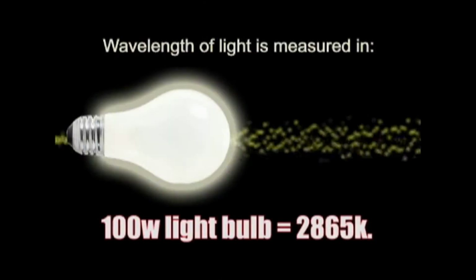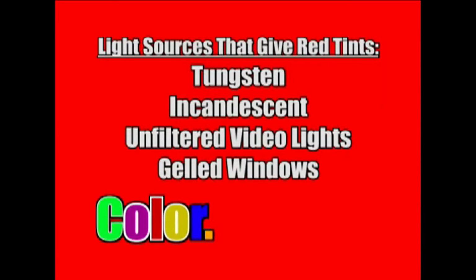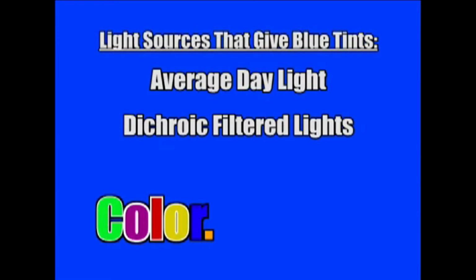So now that you know about primary colors, let's go over which lights fall into that color category. Tungsten, incandescents, unfiltered video lights, and gelled windows will give off your red tints. Fluorescents will give off a green tint. You want to turn these off because they don't match incandescent lights or daylight. If you want to use fluorescent lights, you may get a strange looking flesh tone, so it's best to just turn them off. Dichroic filter lights in average daylight will give off your blue tints.